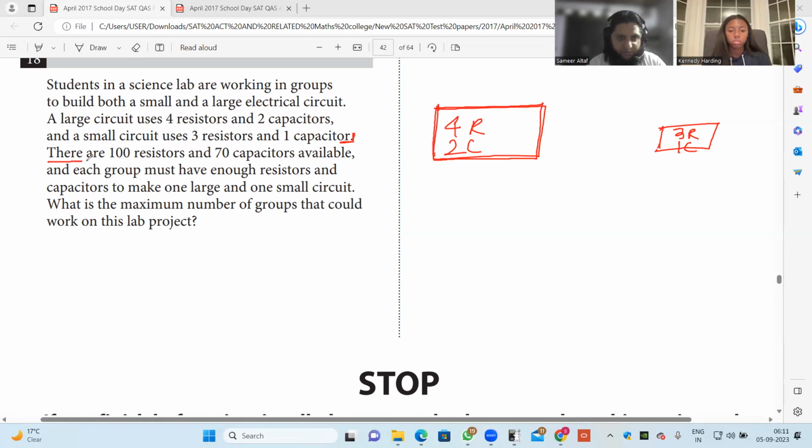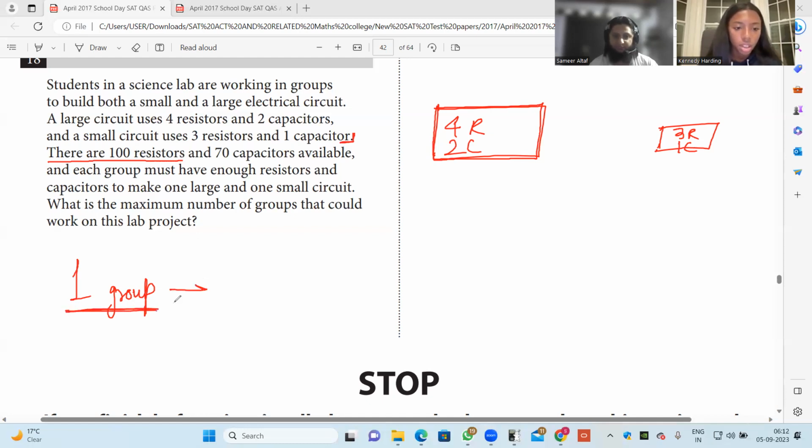Now let's move on to the next one. There are 100 resistors and 70 capacitors available. And each group must have enough resistors and capacitors to make 1 large and 1 small circuit. What is the maximum number of groups that could work on this lab project? So one group is making at least how many large circuits and small circuits?